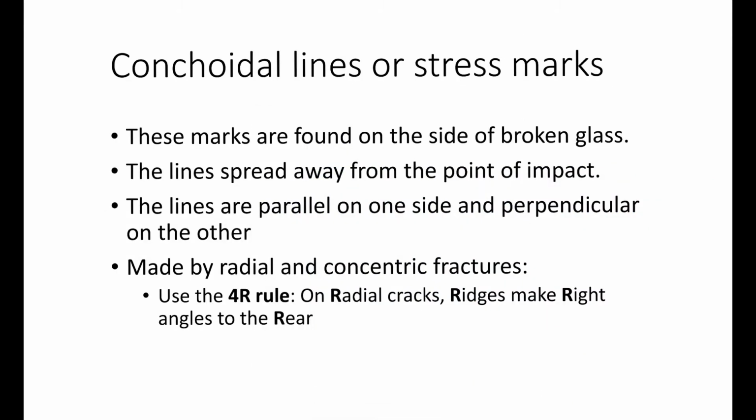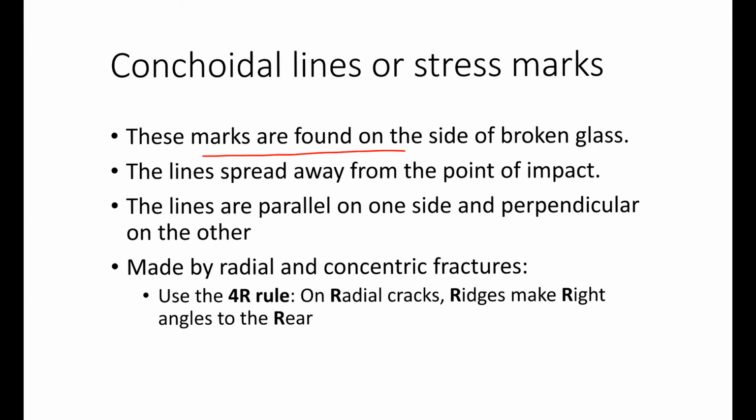Okay, so another kind of mark or fracture, we generally call them stress marks. Sometimes we refer to them as conchoidal lines. That's the technical name, but most of us just call them stress marks. So these are marks that are found on the side of a piece of broken glass. And these lines spread away from the point of impact. They move away from where the bullet hit the actual glass. The lines have two specific patterns. They are parallel on one side of the piece of glass, and then they turn and become perpendicular on the opposite side of the glass.